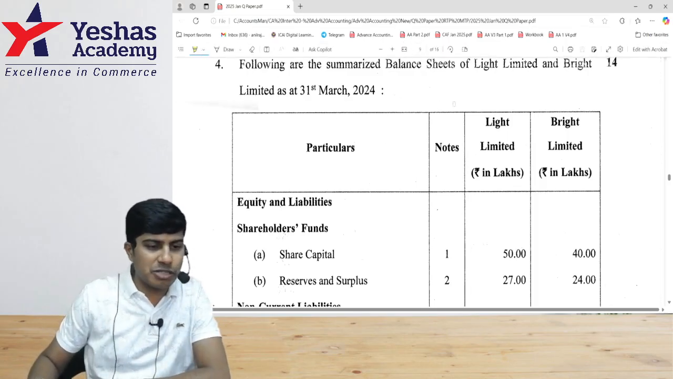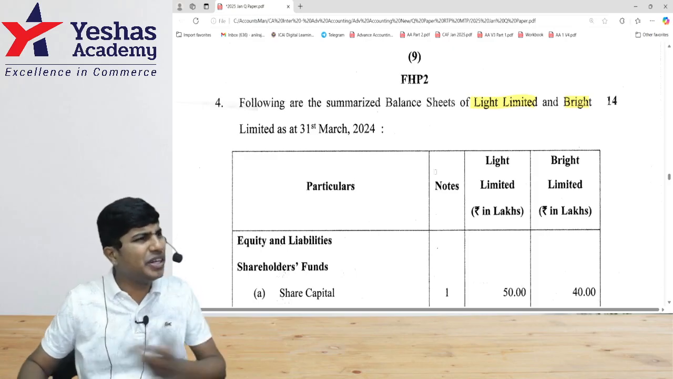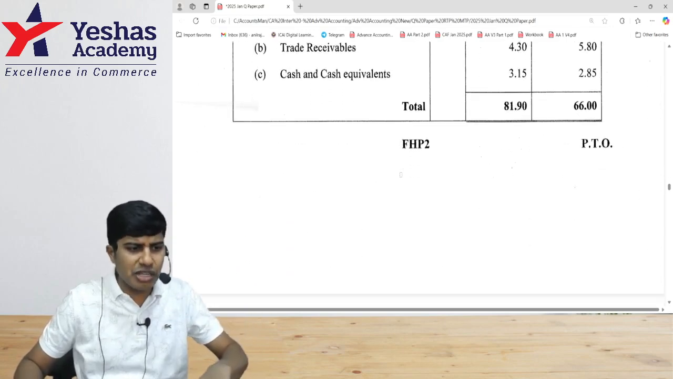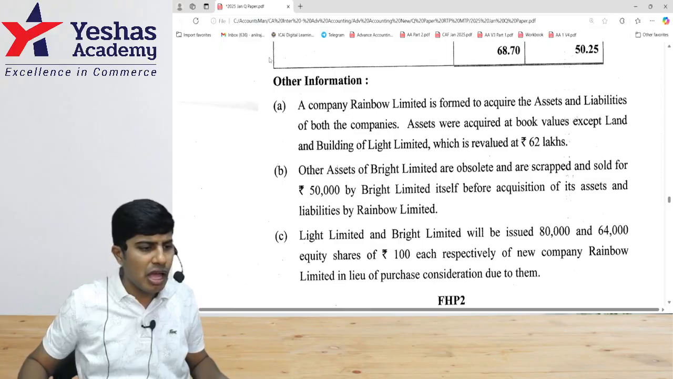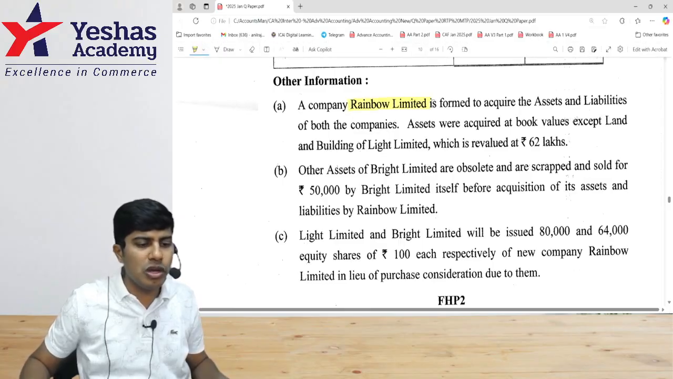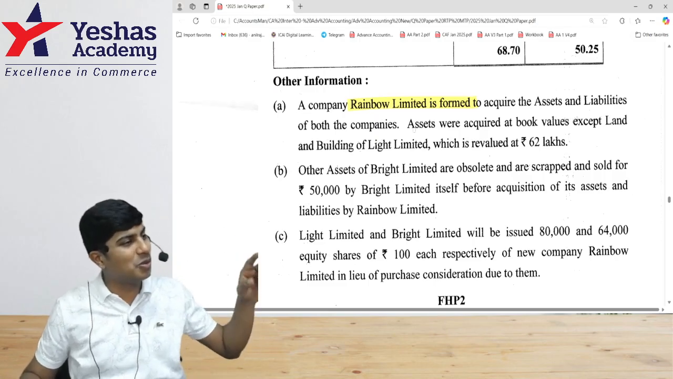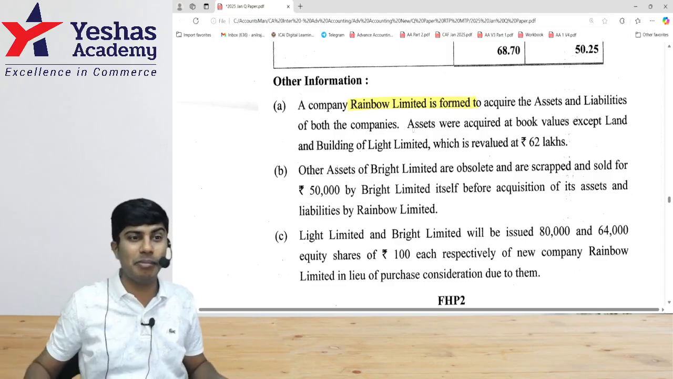Following are the summarized balance sheets of Light Limited and Bright Limited. In this question, who is the transferor and who is the transferee? We don't know right now. Scroll down, finish the balance sheet, come to the bottom. Notes to accounts also, just scroll through. A company, Rainbow Limited, is formed to acquire the assets and liabilities of both the companies. So Light and Bright are both transferors, and Rainbow is the transferee. There's a new company called the transferee.